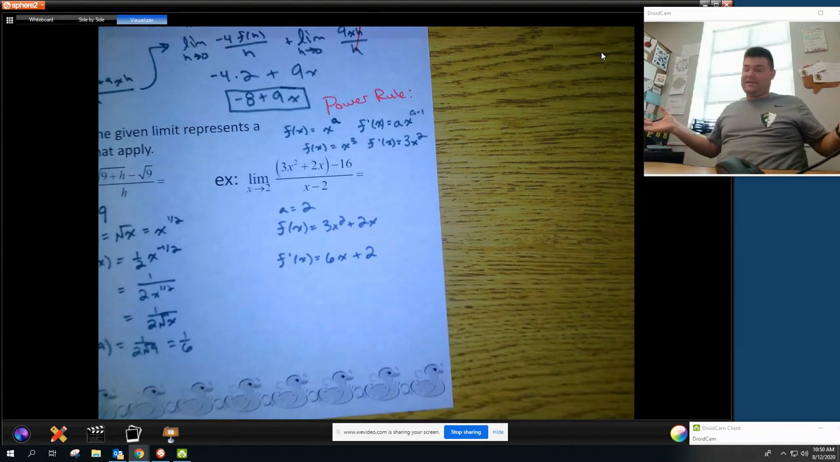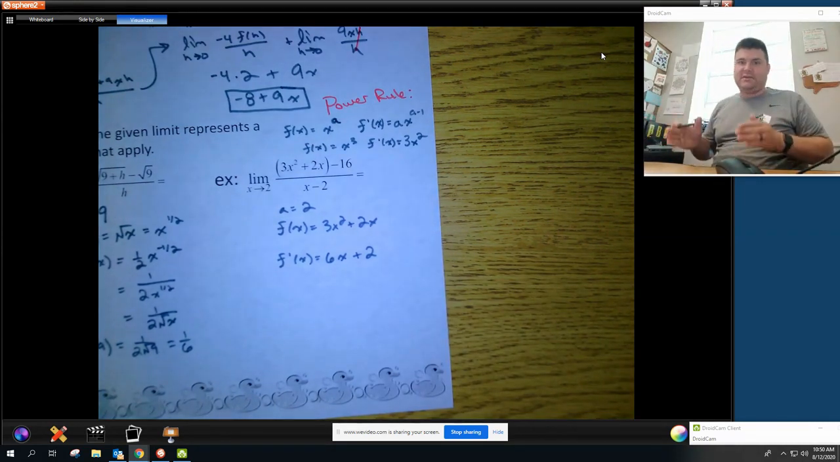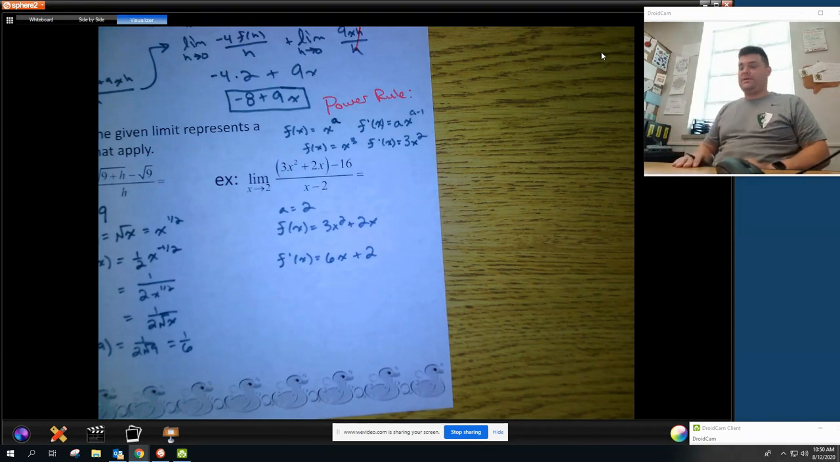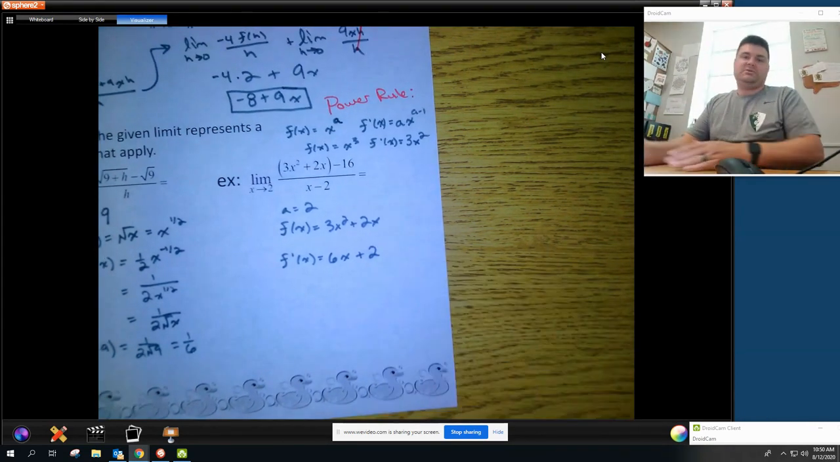First off, it's a line, right? 2x is a line with a slope of 2. You could have done that from algebra 1. So the derivative of 2x is also 2.